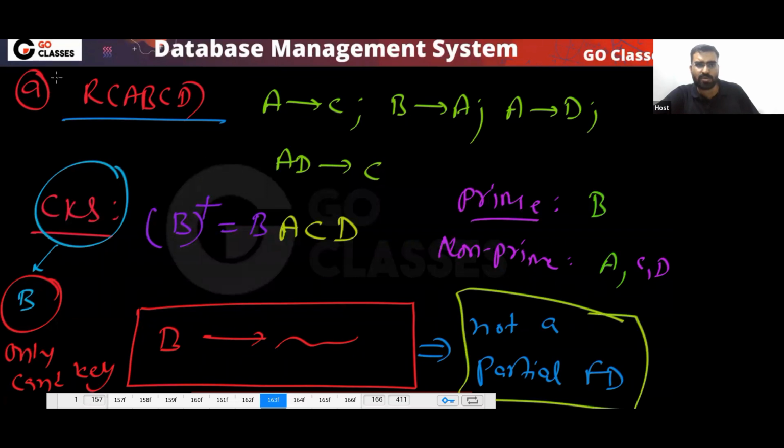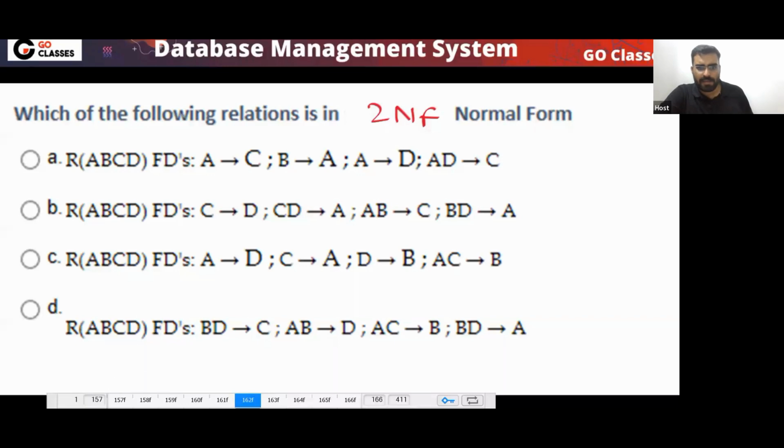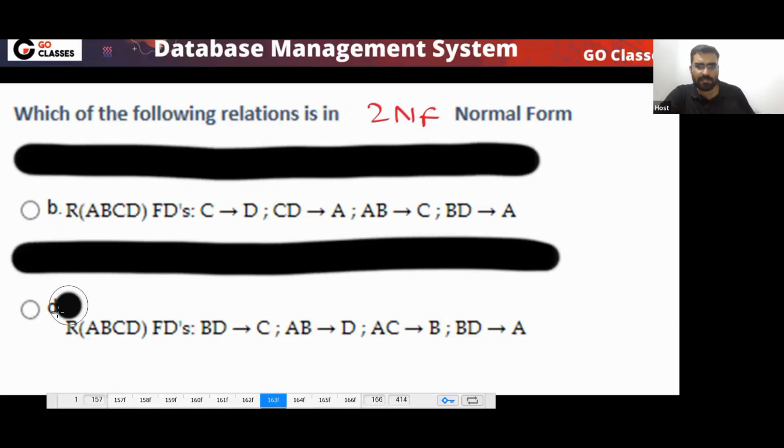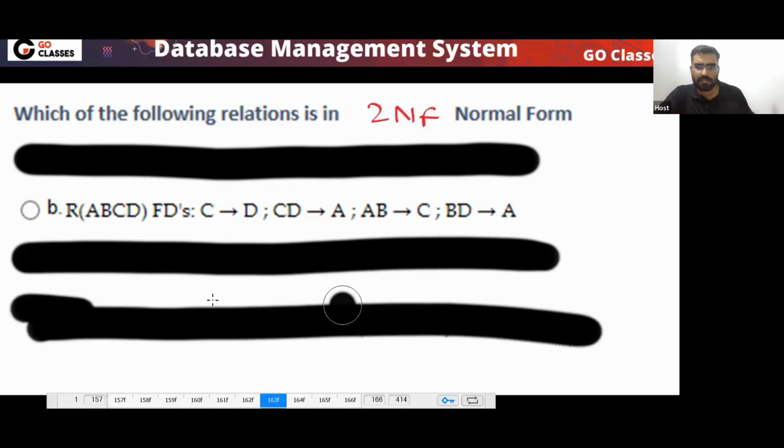So this relation is in 2NF. Let's see the next example. Let's see question number B. What are the candidate keys here?